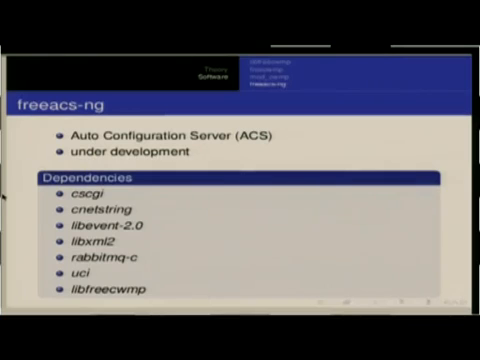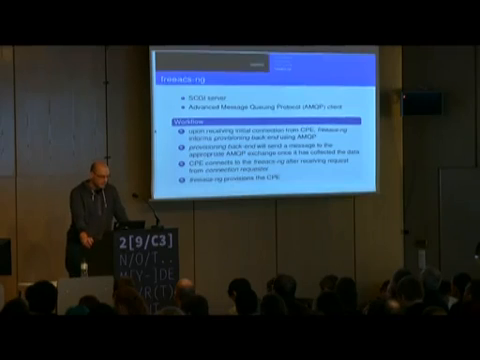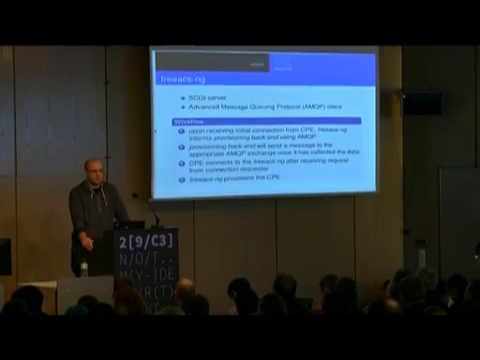Basically, it depends on SCGI, CNetString, which is the code from Andre. It uses libevent, libxml2. It also uses RabbitMQ-C, UCI for configuration, and libfreecwmp. Okay, so how does it actually work? It's an SCGI server, so we do not need to reinvent the wheel and code our own HTTP server.